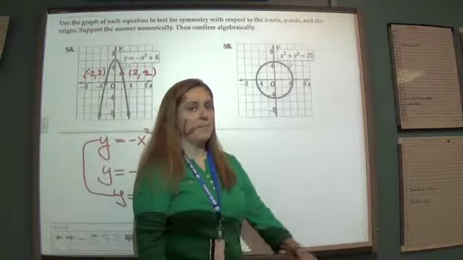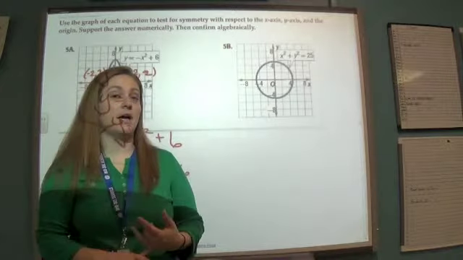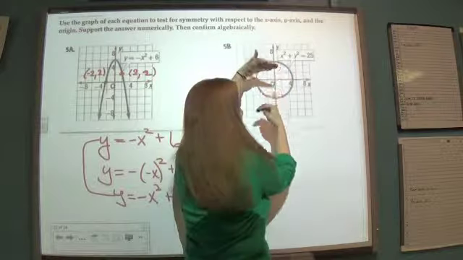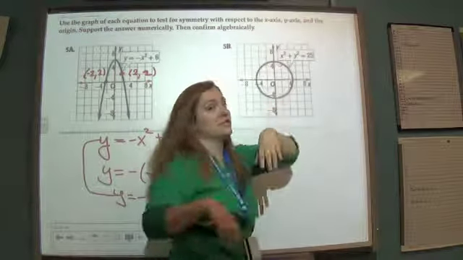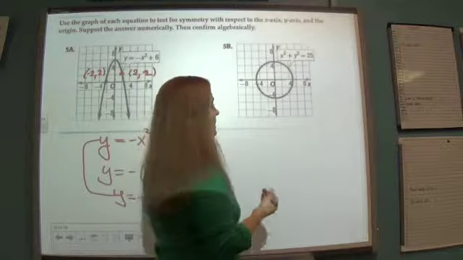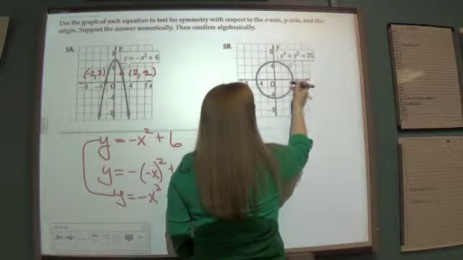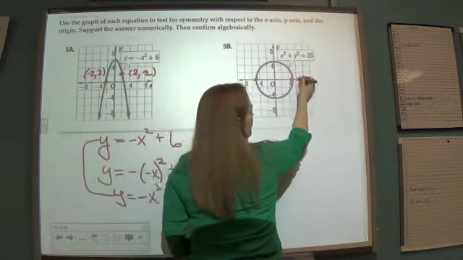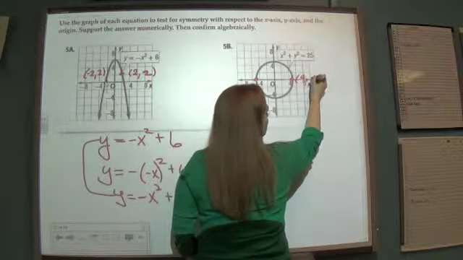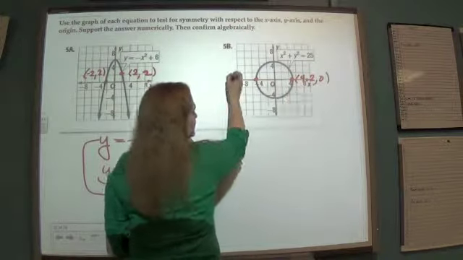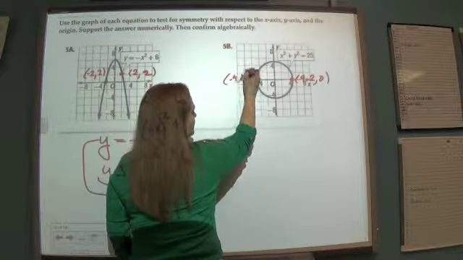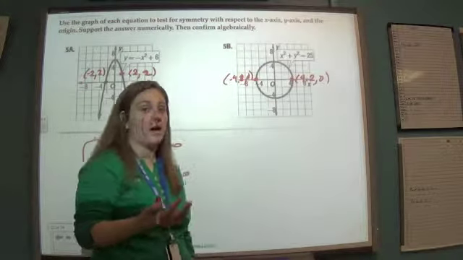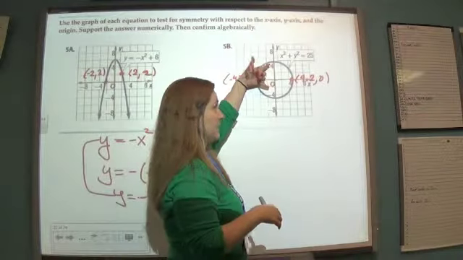So let's look at this one. This circle is symmetric to the y-axis, the x-axis, and the origin. If I fold it on the y, it's perfect. If I fold it on the x, it's perfect. If I fold it at the origin, it's perfect. But look at it. Let's prove it numerically. This is about 4 point something. We'll say 4.2 and 0. This is about negative 4.2 and 0. So numerically we just saw that it is symmetric to the y-axis. We can do the same with the x and get about the same numbers.